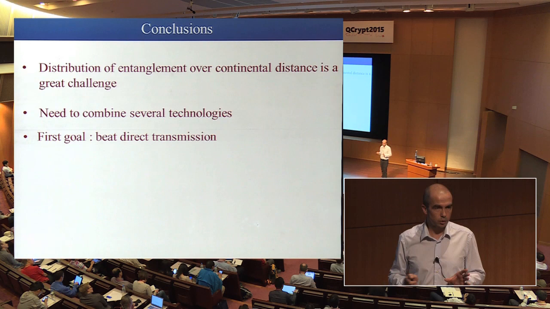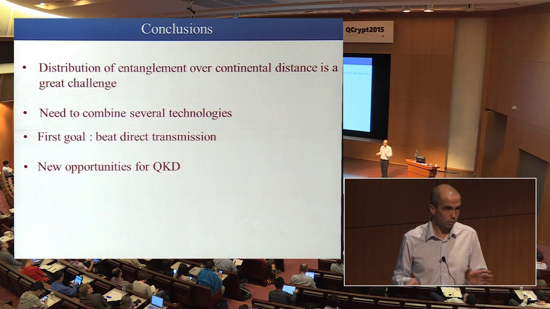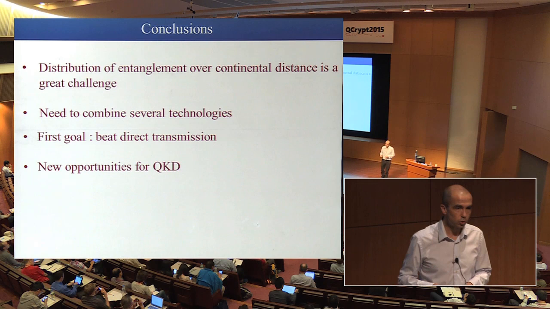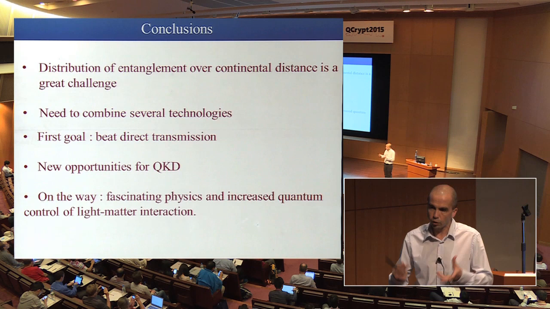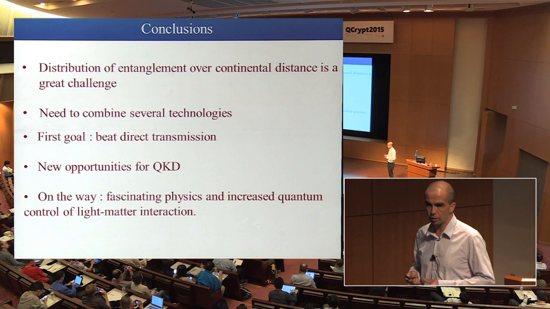We are not there yet, but there are some hopes. This would of course bring new opportunities for quantum key distribution, but also, on the way, there is some really interesting physics that we can do, and we increase our level of control between the light and the matter, and this will be interesting for other technologies.